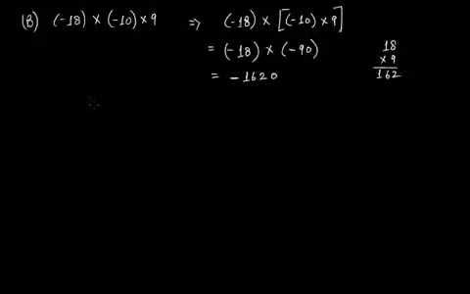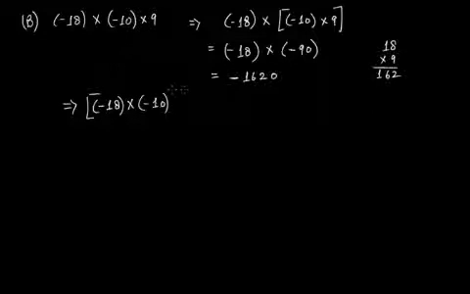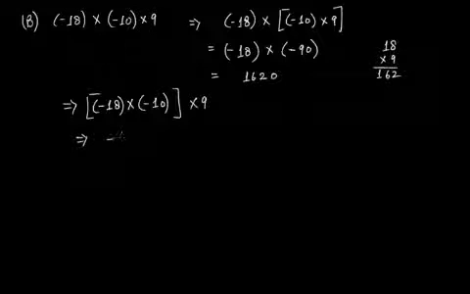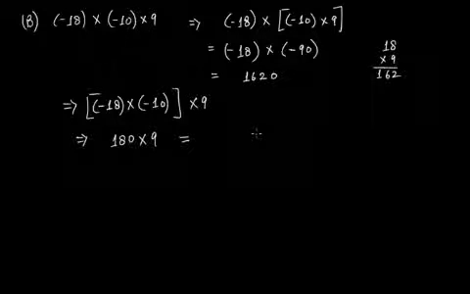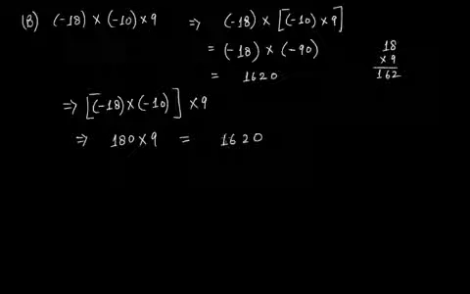Or another way could be that you first group together minus 18 and minus 10, and then, sorry, here you will get the positive sign because you have 2 minus signs here, okay. So you first group together minus 18 and minus 10, and then you multiply this with 9, and this will give you 180 times 9, and this will give you 1620.